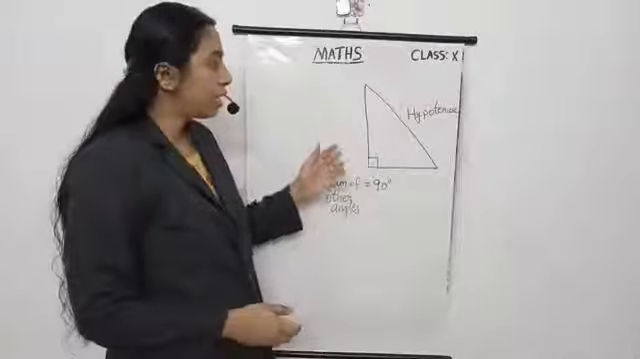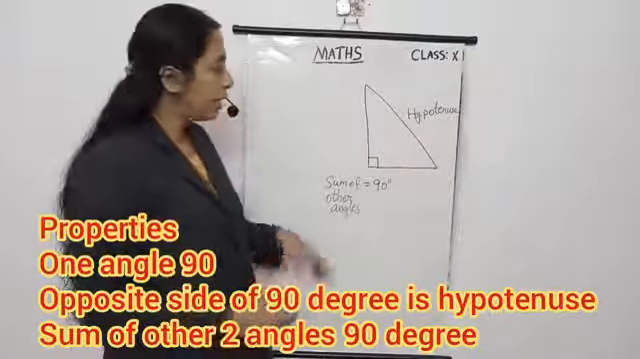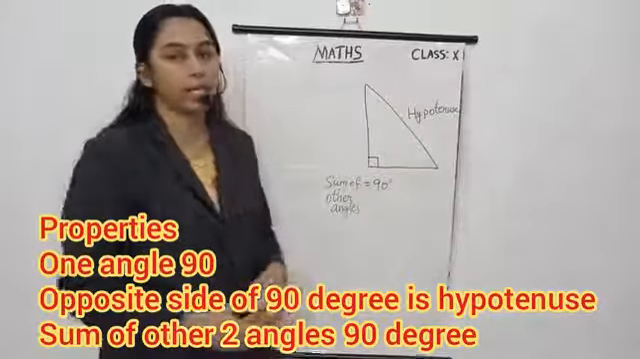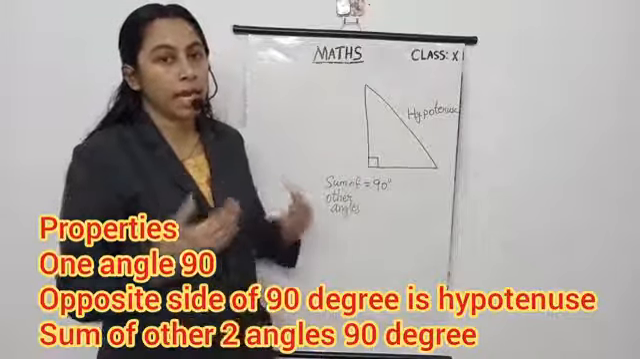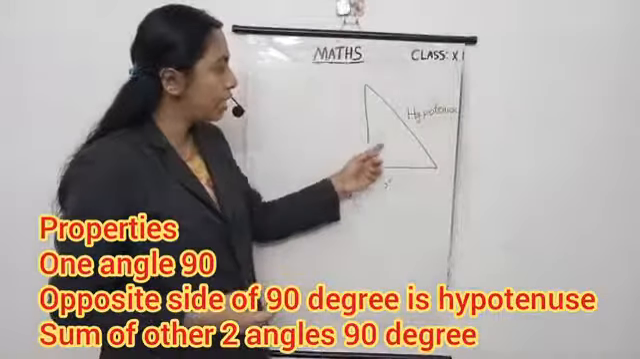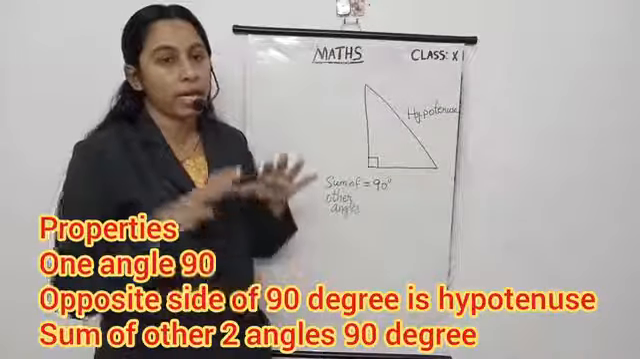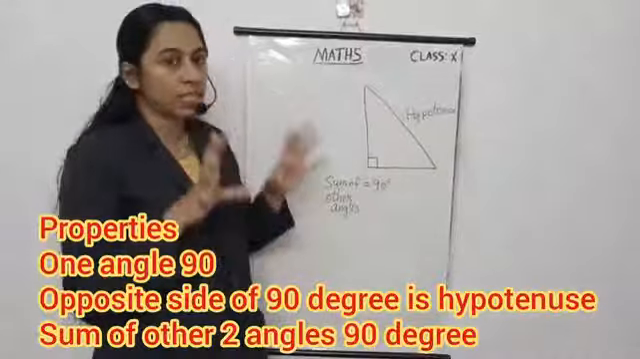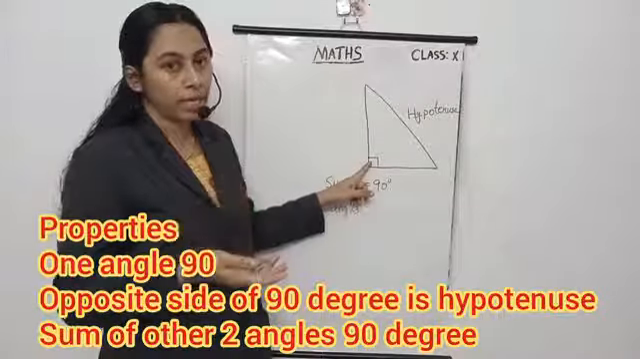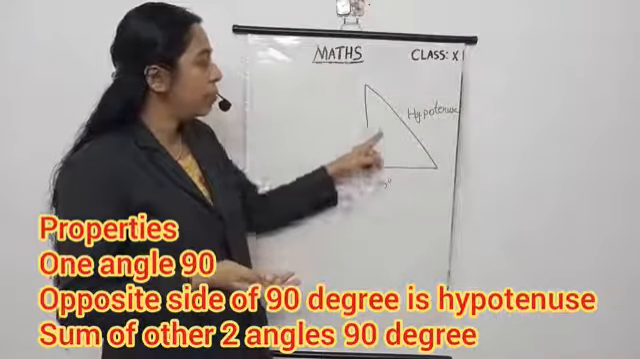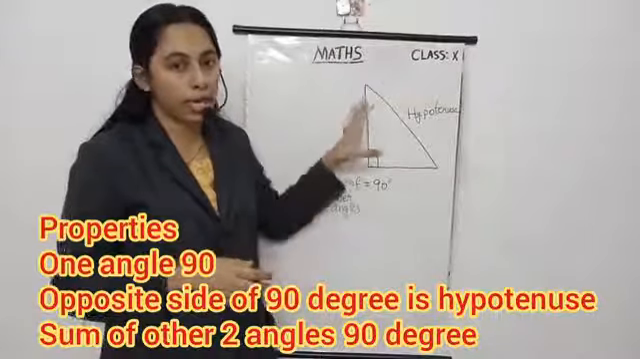Now look at this right triangle. What are the properties of a right triangle? In a right triangle, one angle is always 90 degrees, and the side opposite to this 90 degree angle is known as the hypotenuse of that right triangle. That is always fixed. That is a fixed property: opposite of 90 degrees is the hypotenuse.